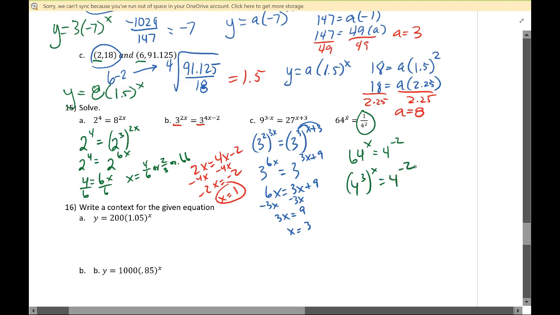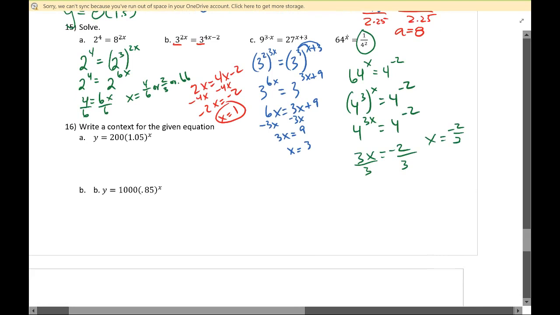So simplify the left. We get 4 to the 3x. It's 4 to the negative 2. Set the exponents equal to each other. Divide by 3. We get x equals negative 2/3.